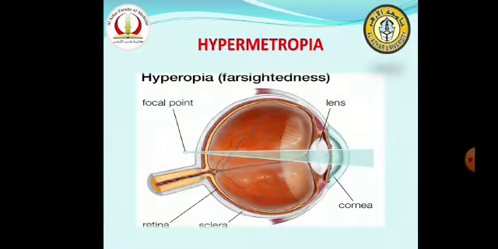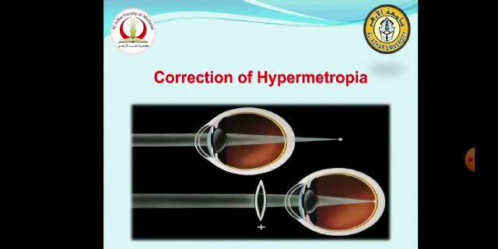This picture shows a hyperopic eye in which the focal point comes to a focus behind the retina. So we can correct hyperopia by placing a convex lens in front of the eye, so the parallel rays become more convergent and then come to a focus on the retina.